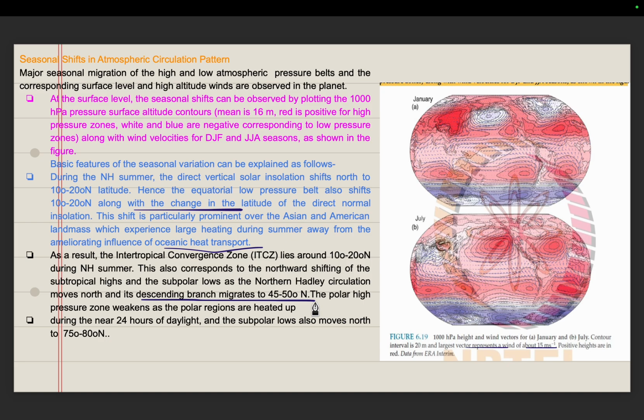Also, the corresponding polar high pressure zones weaken as the polar regions are heated for nearly 24 hours during this time, and the subpolar lows, which are normally seen at 60 degree, also shift upward to about 75 to 80 degree north during the summer time.